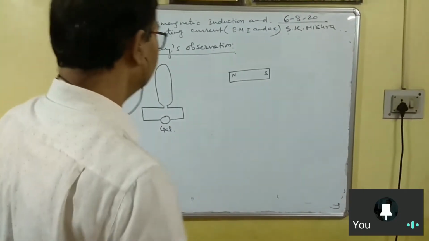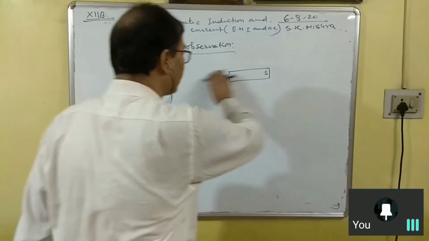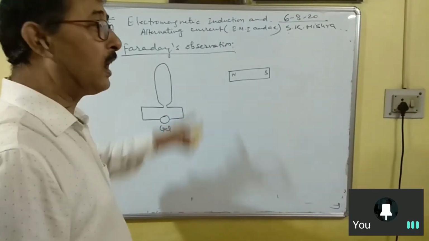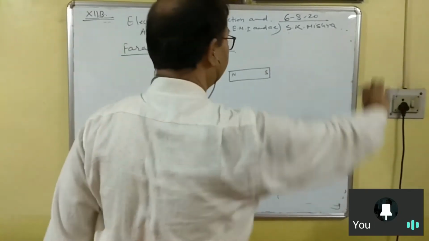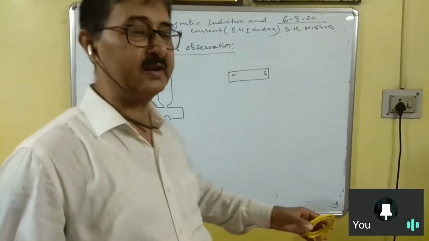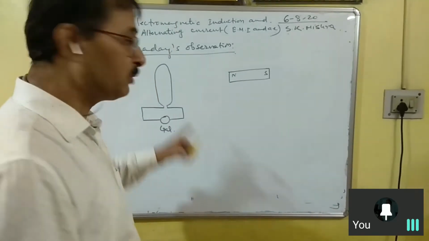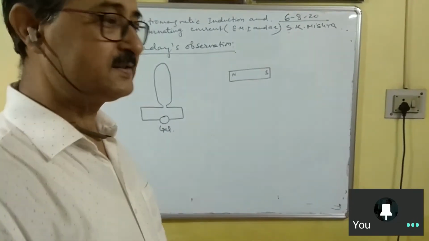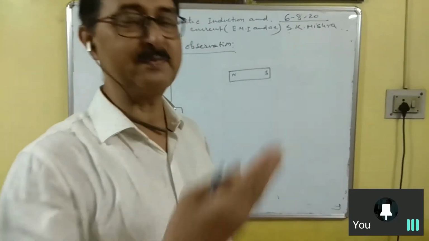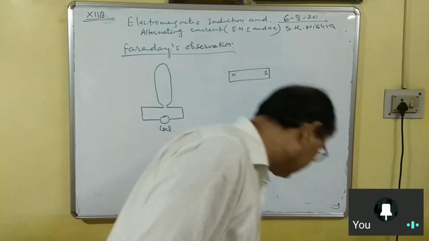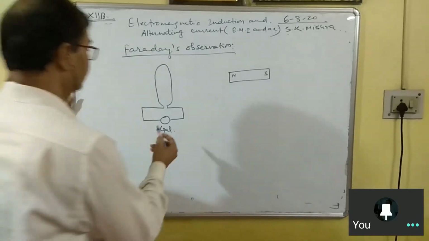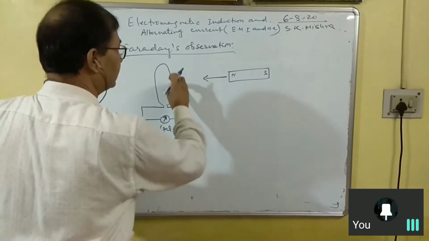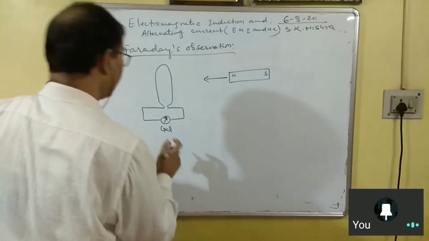On the other hand, when the magnet is brought away from the coil, now you were bringing the magnet towards the coil, now you are bringing the magnet away from the coil. The separation between the magnet and the coil is going to be increased. Then also the galvanometer is showing deflection. But the only thing is, the direction of this deflection is just reversed of the earlier deflection. This phenomenon was first observed by Faraday. And suppose you are bringing the north pole this side, then the deflection is along this direction. If you're bringing the north pole away from the coil, then the deflection will be opposite to this direction.